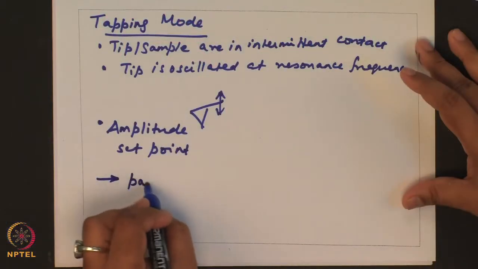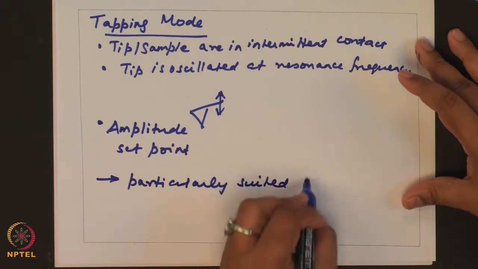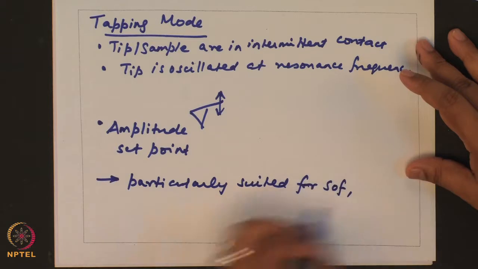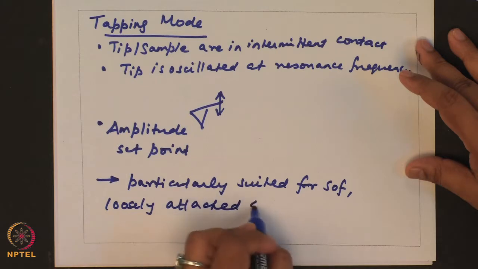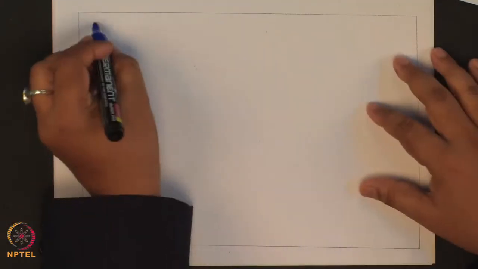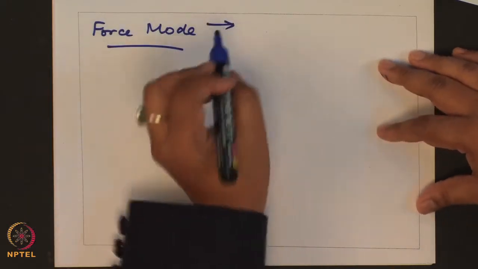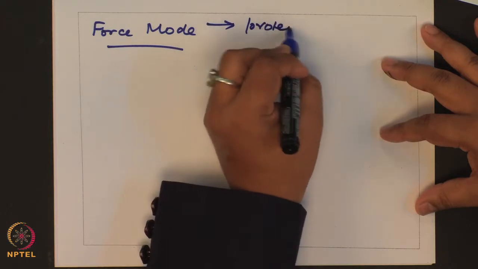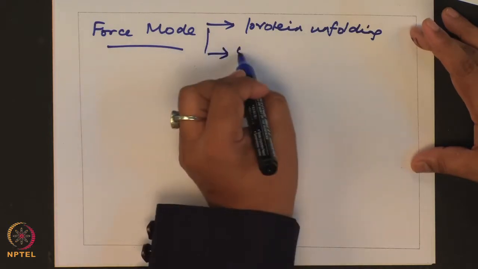Okay. So, this kind of mode is particularly suited for soft, loosely attached samples. Okay. There is a third mode of operation which is called the force mode. This is the same mode which is used for studies of protein unfolding as well as stiffness measurements.